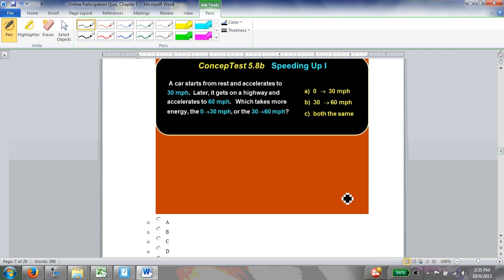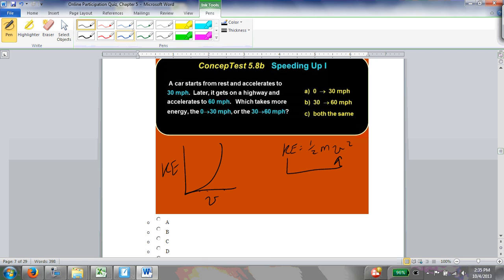A car starts from rest and accelerates to 30 miles an hour. Later it gets on a highway and accelerates to 60 miles per hour. Which takes more energy, 0 to 30 or 30 to 60? Think about how kinetic energy is plotted against velocity. Remember, kinetic energy equals 1/2 mv squared. So this is a quadratic relationship, which is a parabola. As I get to higher and higher velocities, my kinetic energy takes more and more energy.